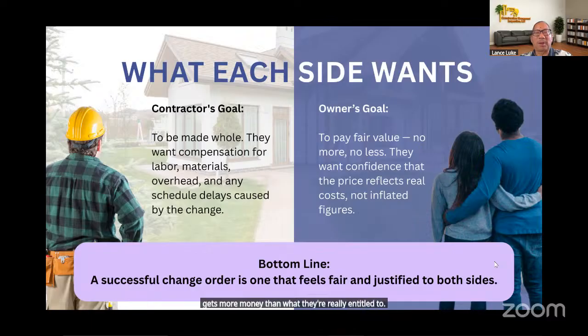So the bottom line here is that a successful change order is one that feels fair and justified to both sides. Now, that may be easy to say, it's harder to actually do or complete.